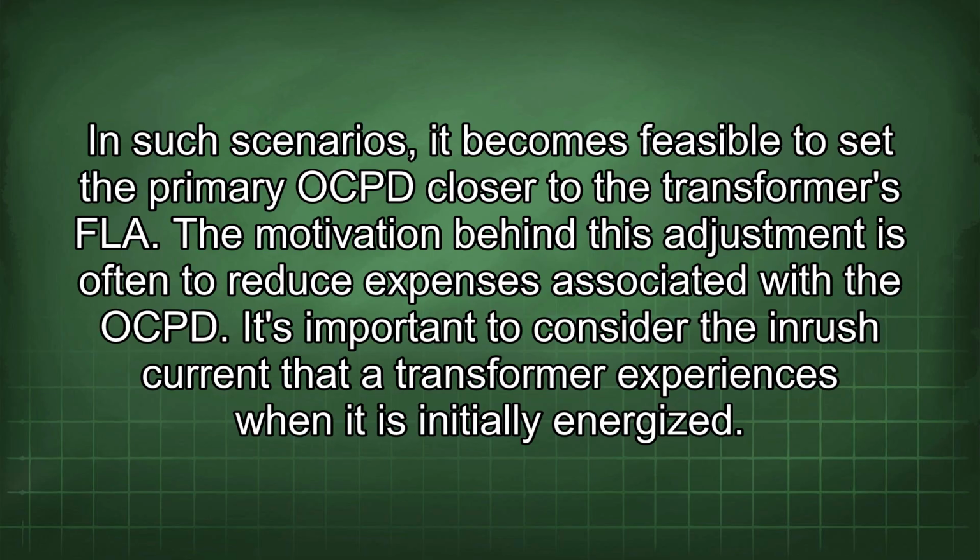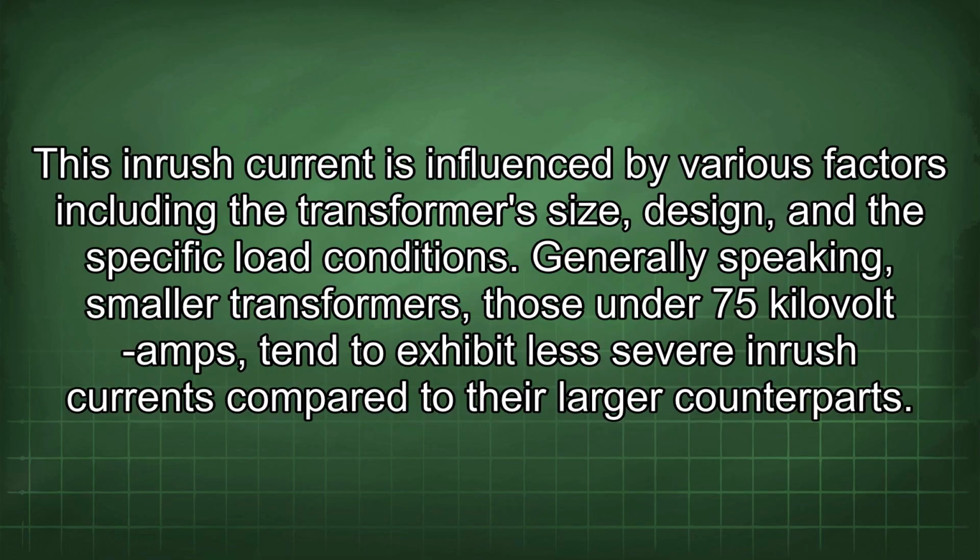In such scenarios, it becomes feasible to set the primary OCPD closer to the transformer's FLA. The motivation behind this adjustment is often to reduce expenses associated with the OCPD. It's important to consider the inrush current that a transformer experiences when it is initially energized. This inrush current is influenced by various factors, including the transformer's size, design, and the specific load conditions. Generally speaking, smaller transformers, those under 75 kVA, tend to exhibit less severe inrush currents compared to their larger counterparts.